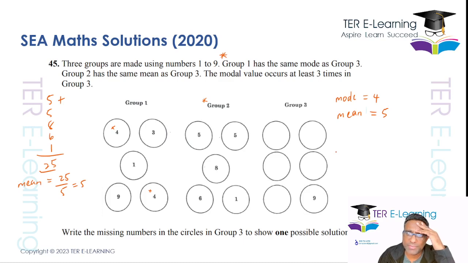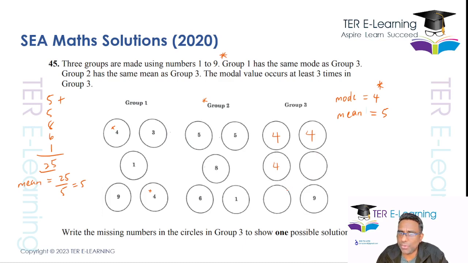The modal value occurs at least 3 times. Now remember, this is the mode here, so it's occurring at least 3 times. So let's put in a 4 here, a 4 here, and a 4 here. It said at least 3 times, so we can put it 3 times here or more if we want. We want to show one possible solution. So we've already indicated what the mode is. In this case, it's 4.